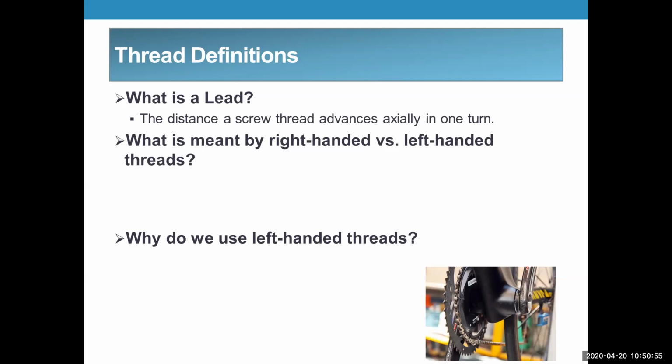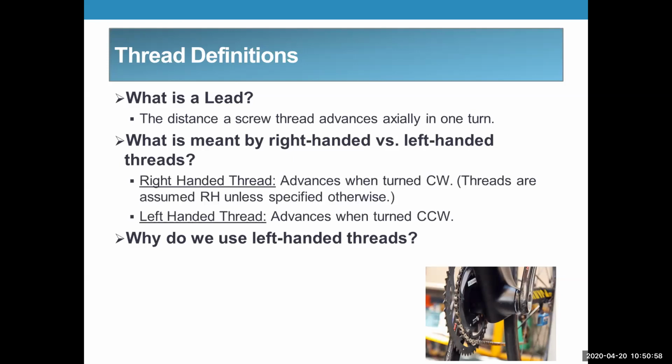And how about right-handed versus left-handed? We've got a pretty good idea, right? Right-handed advances when turned clockwise, and that's a standard or a default. When you call out a thread or specify a particular thread size and pitch, it's a right-hand thread, unless you want it to be a left hand, then you have to specify that it is a left-hand thread. And left-hand thread advances when it's turned counterclockwise.